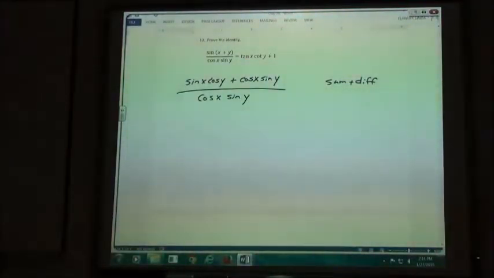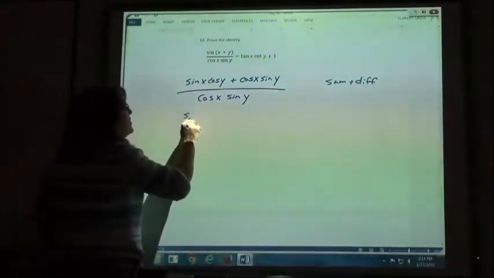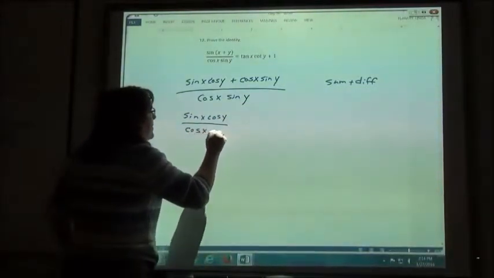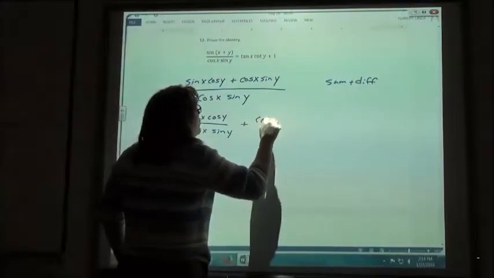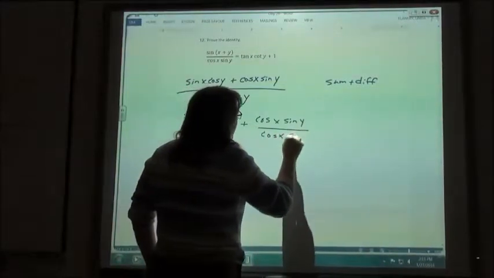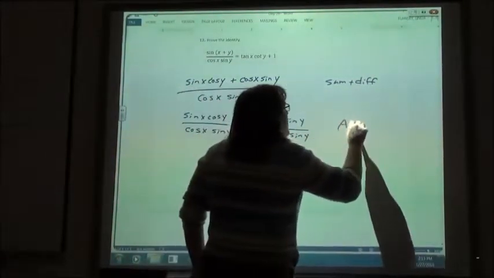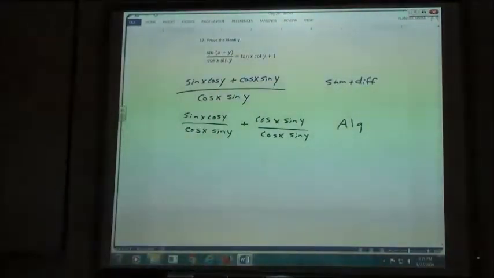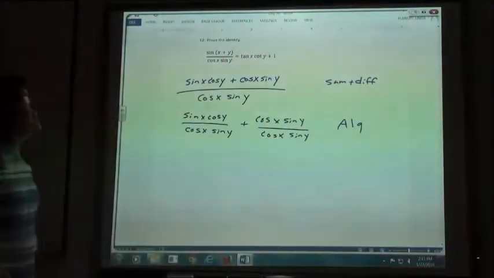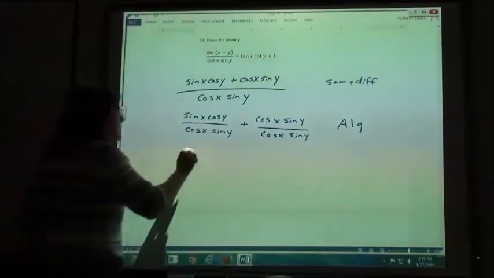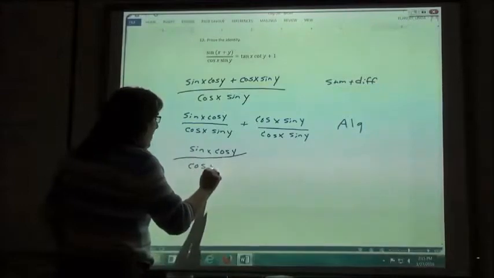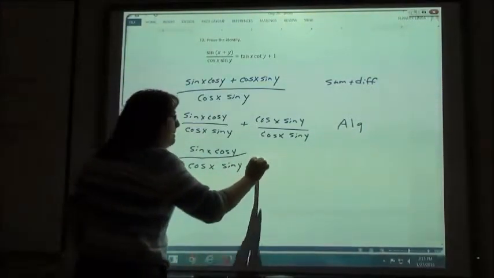Next thing I'm going to do is just separate that into two separate fractions. So I'm going to have the sine of x cosine of y over the cosine of x sine of y plus cosine of x sine of y over cosine of x sine of y. So that's just doing algebra, just breaking it down into two separate parts. And again, I'm just going to do some more algebra here because if you notice, I've got the exact same thing over itself, so I can change that into 1. So I'm going to have the sine of x cosine of y over cosine of x sine of y plus 1.